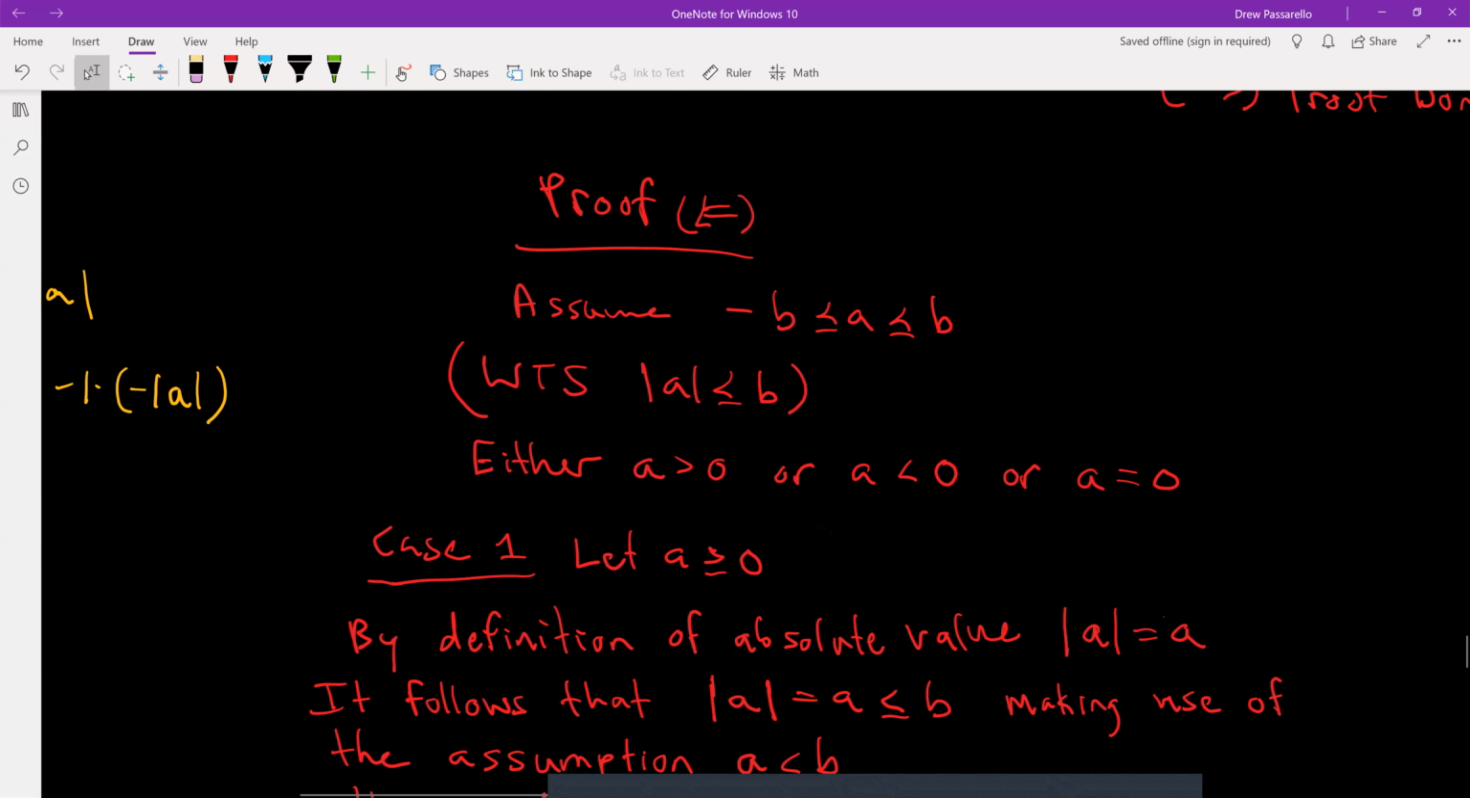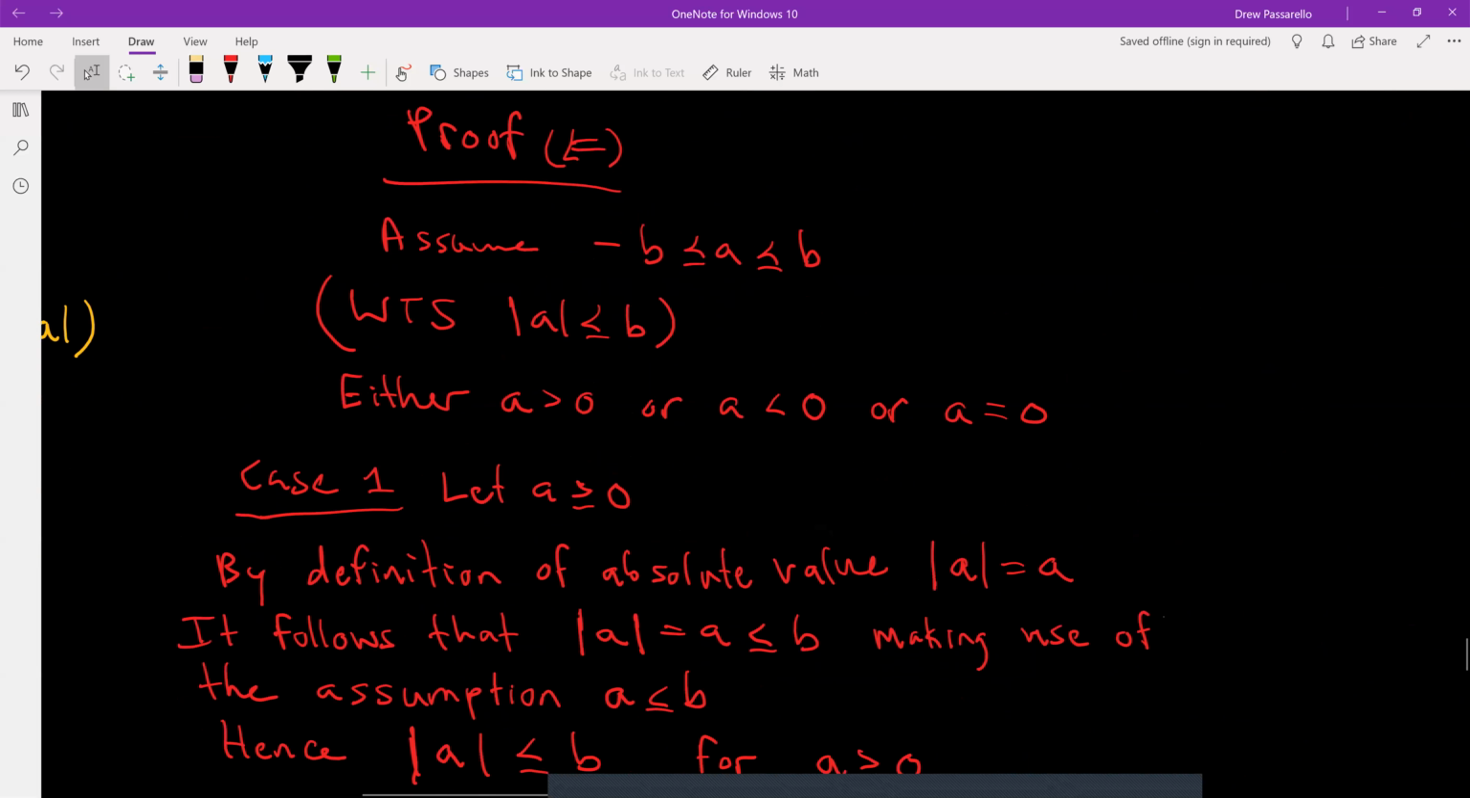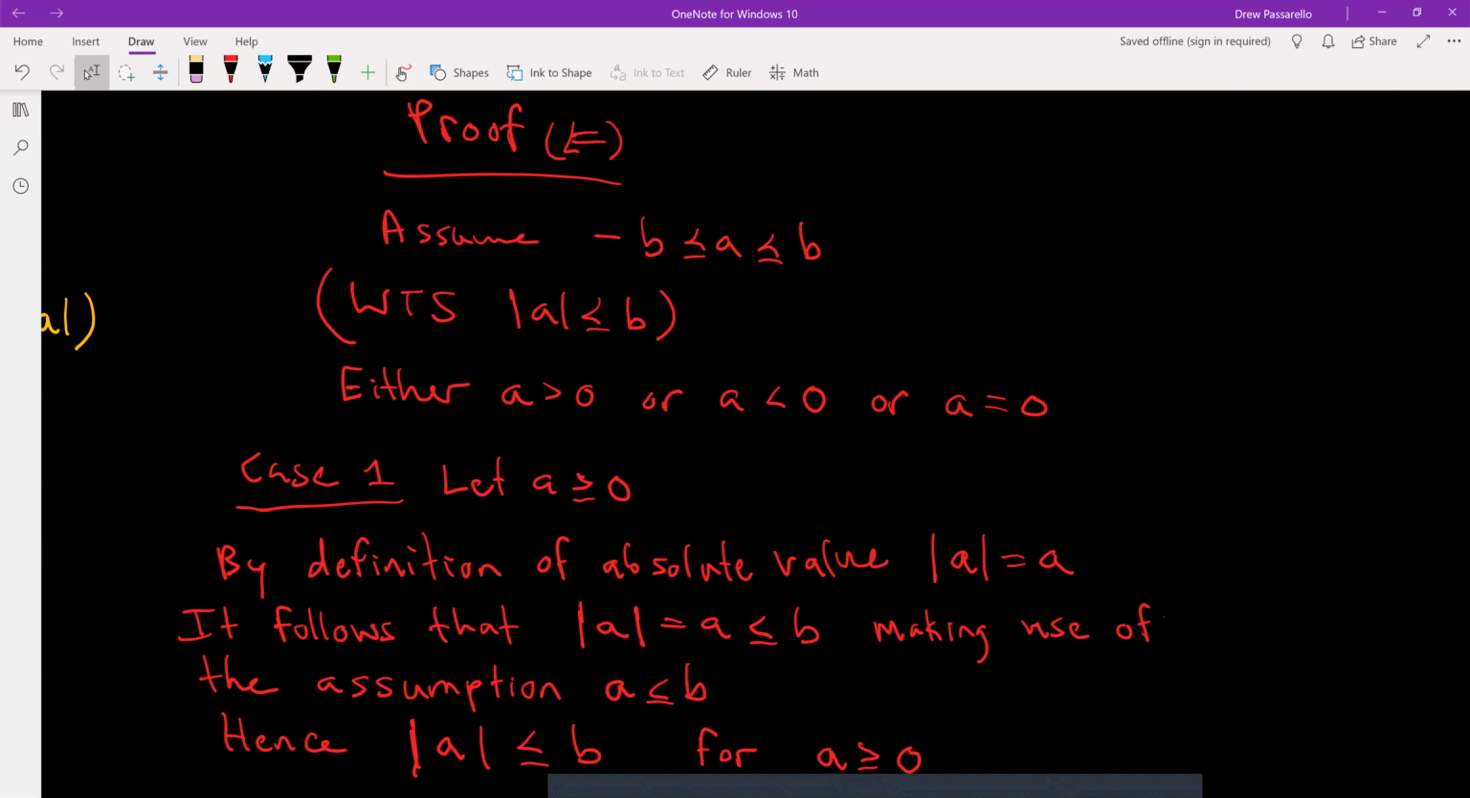So here's the proof. Again, we start with the assumption that negative b is less than or equal to a, less than or equal to b. We wish to show that the absolute value of a is less than or equal to b. So a is either positive or negative or equal to 0. Using the definition of absolute value, we can combine the cases of a being positive and equal to 0 as its own case. So that's case 1.